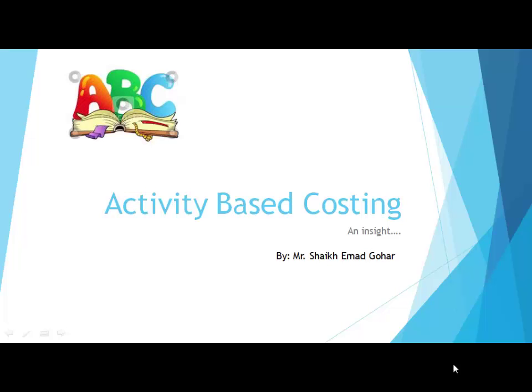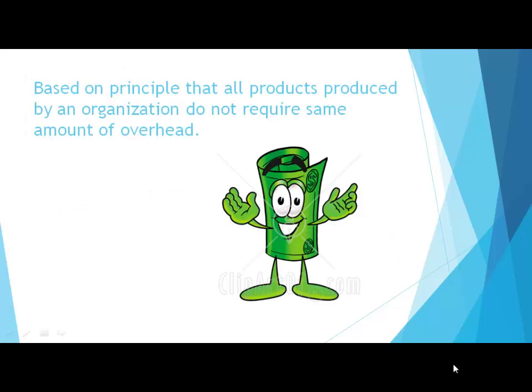So now there is a need for ABC costing. So now what you will do is you will create something called cost pools, not swimming pool, cost pool. Now like you can see here, based on the principle that all products produced by an organization do not require the same amount of overhead. Some products will require less overheads, some products will require more overheads. So you need to allocate the overheads based on the usage of the services by those products, not on the basis of a single thing like labor hours or machine hours. Getting my point, everyone?